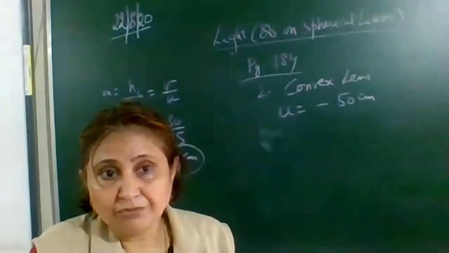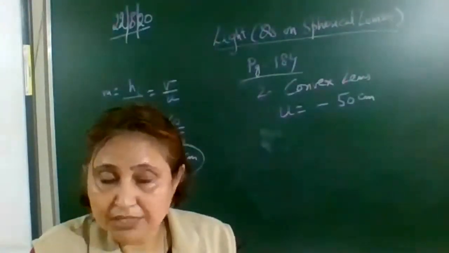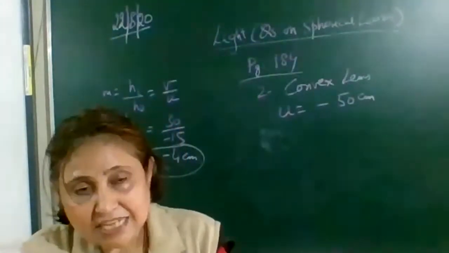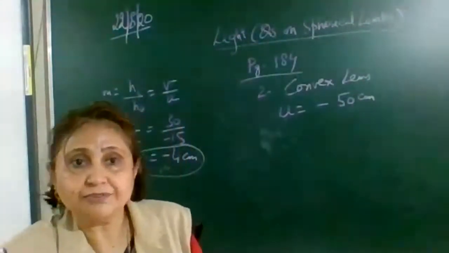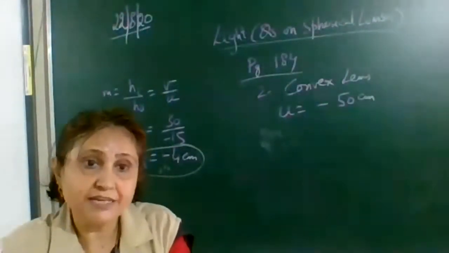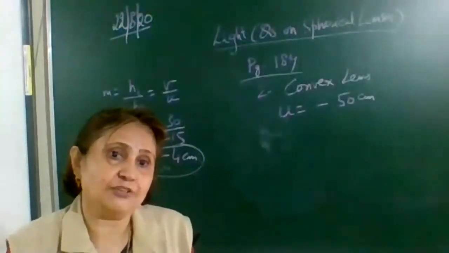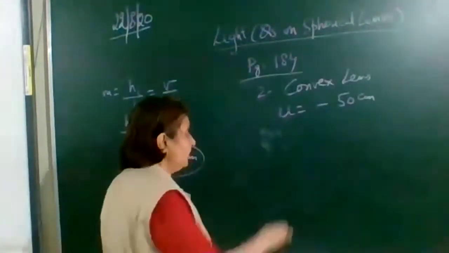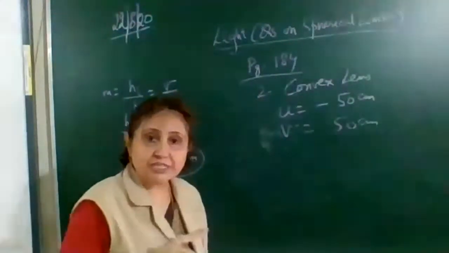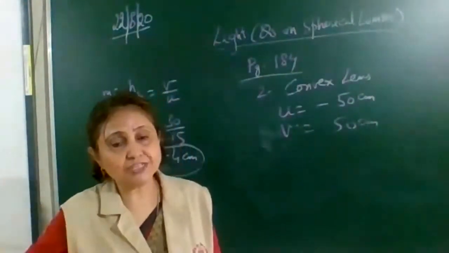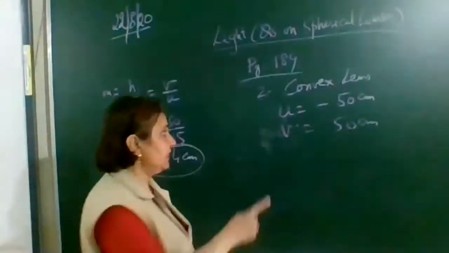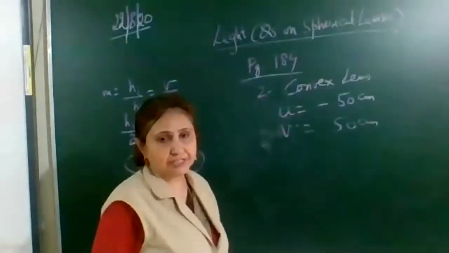Yes, so what is the image distance? What is the object position? Object position will be at 2f. And we know that in such a case, when the object is placed at 2f in front of a convex lens, then the image is formed at 2f on the other side, which is of the same size as that of the object. So it means the image distance is also 50 centimeters. But the image distance will be positive. Why? Because the image is real and inverted, and real and inverted images are formed on the other side of the lens. So V distance will be plus 50 centimeters.